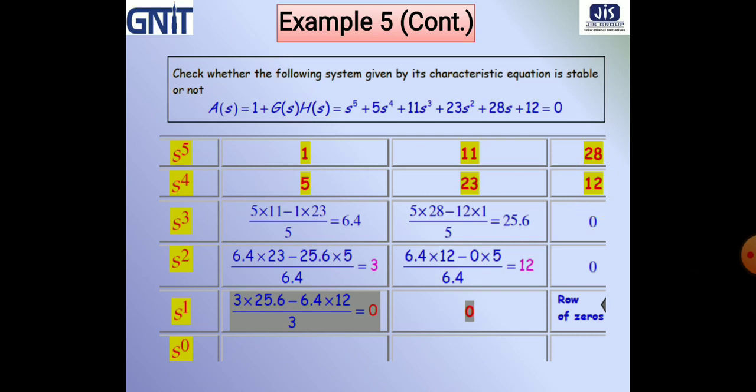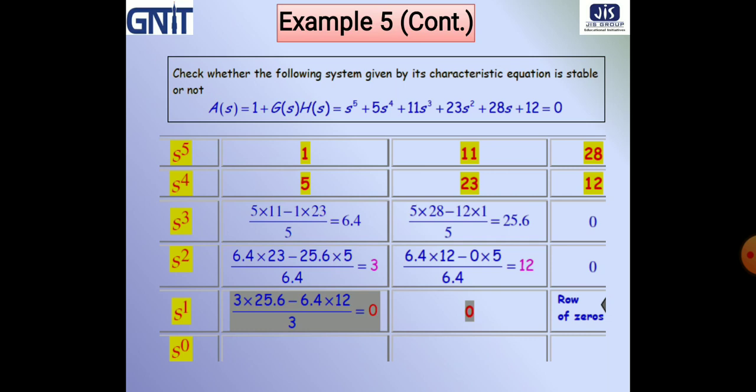So you have to apply the Routh-Hurwitz criteria, that is 5 into 11 minus 23 into 1 divided by 5. Just put and calculate, and it will become 6.4. Again you calculate like this, and you get 25.6. Next 3 here, next 12 here, and in the next row, if you calculate further, you find that all the elements of this row become 0.